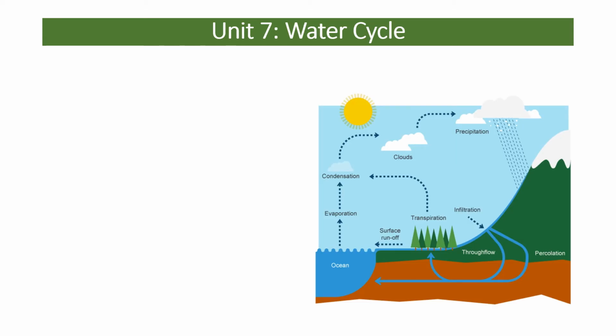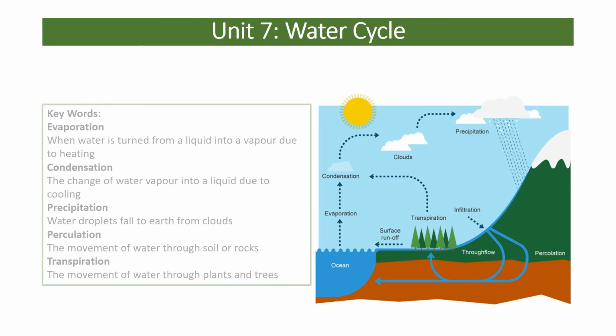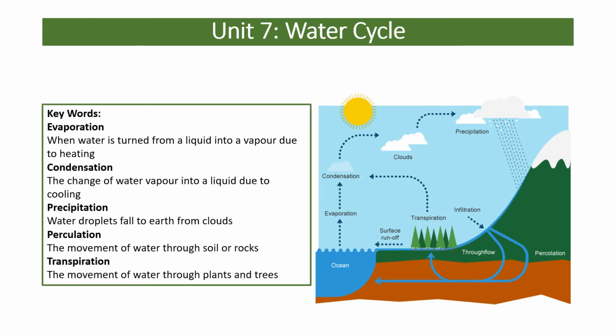A key area of GCSE biology, which some people often overlook, is the water cycle. And the water cycle is a popular exam question because water is essential for all living things. And effectively, you need to know the stages of the water cycle, and what each keyword means.